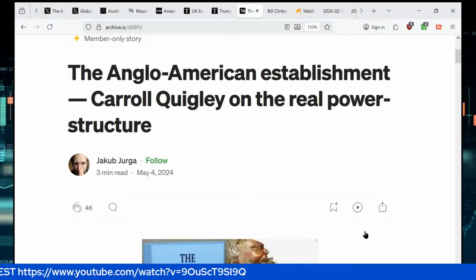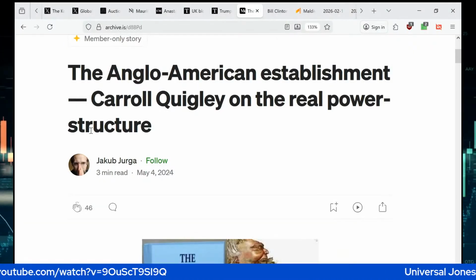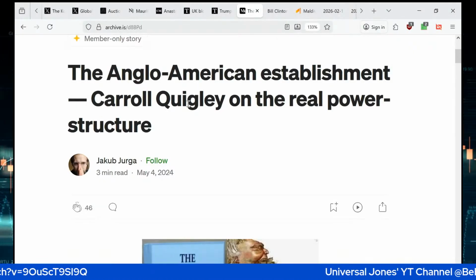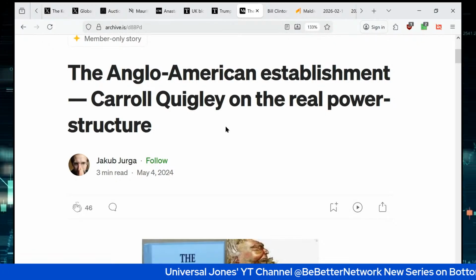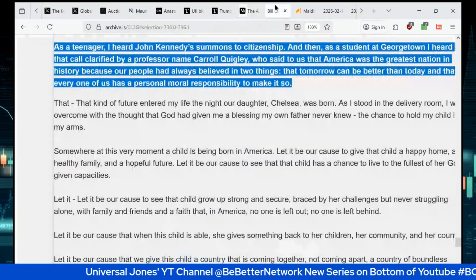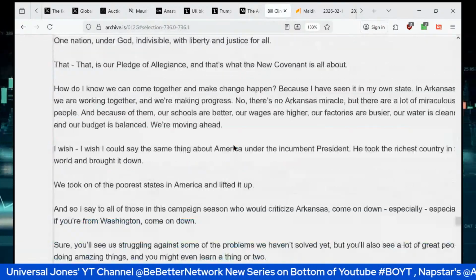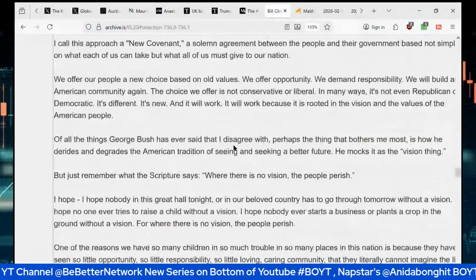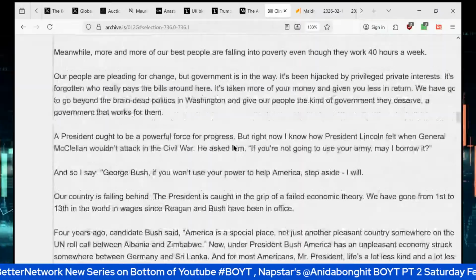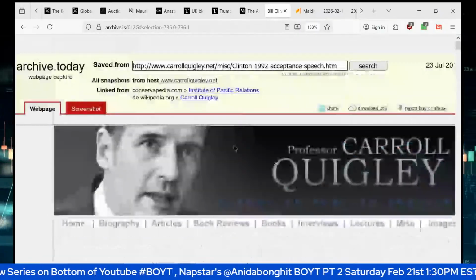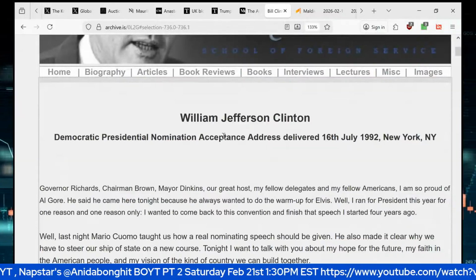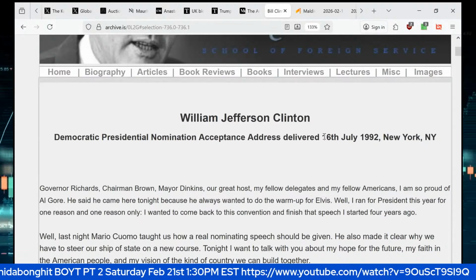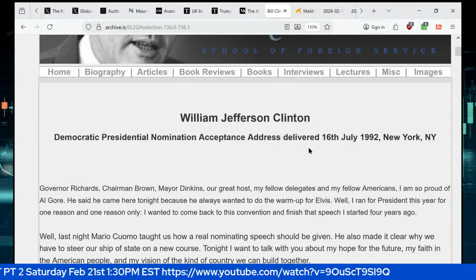Well, I don't know if you know about Carroll Quigley. Carroll Quigley wrote several books. He was also a mentor for Bill Clinton. So this is Bill Clinton's speech way back when. His nomination acceptance address delivered in July 1992 on the 16th.